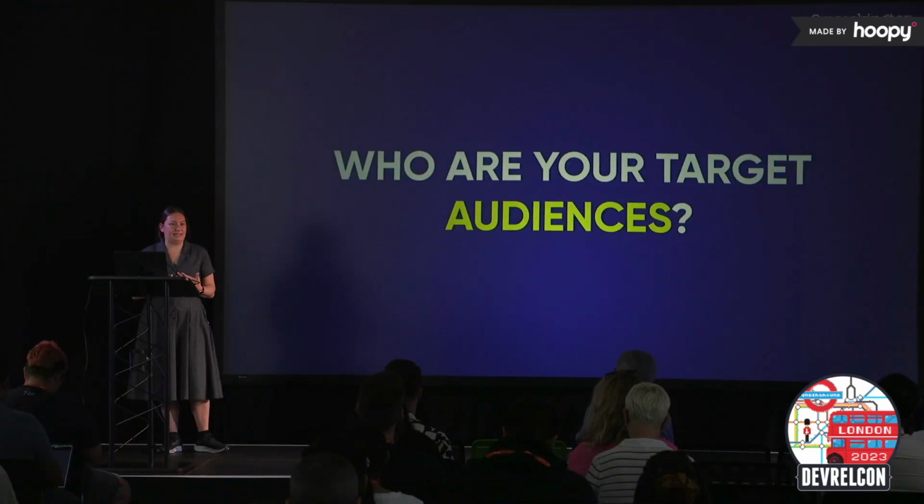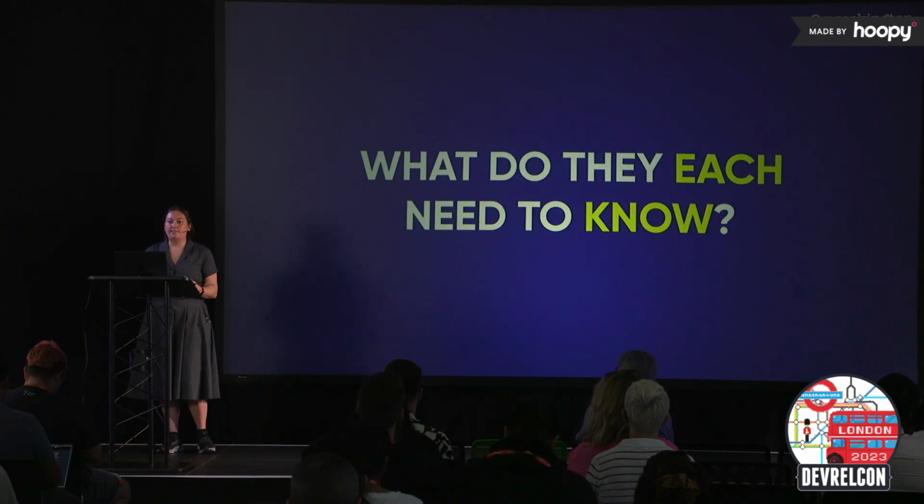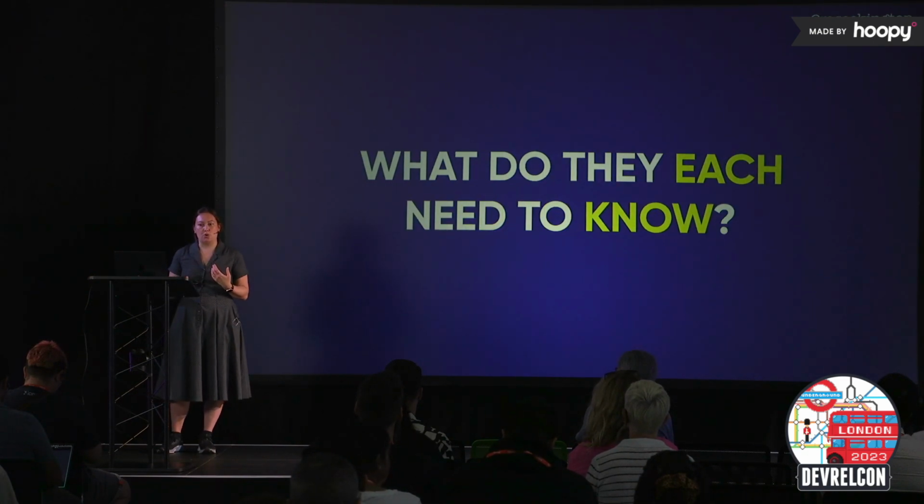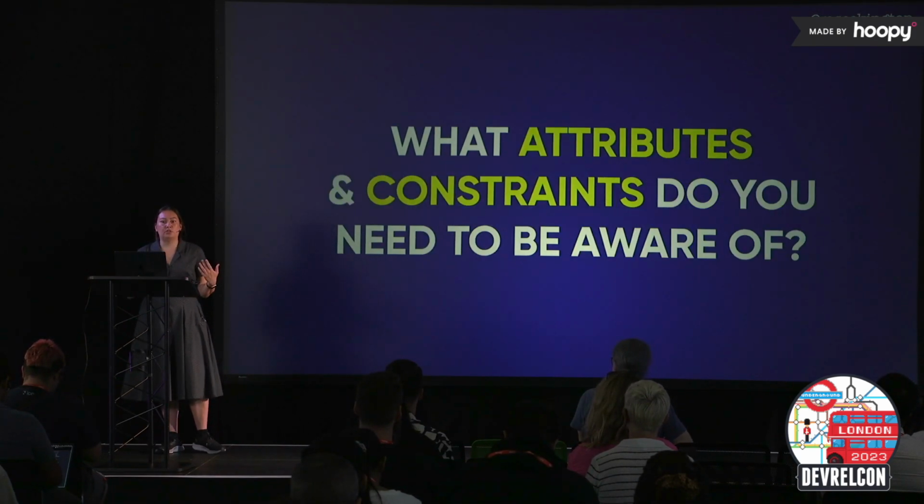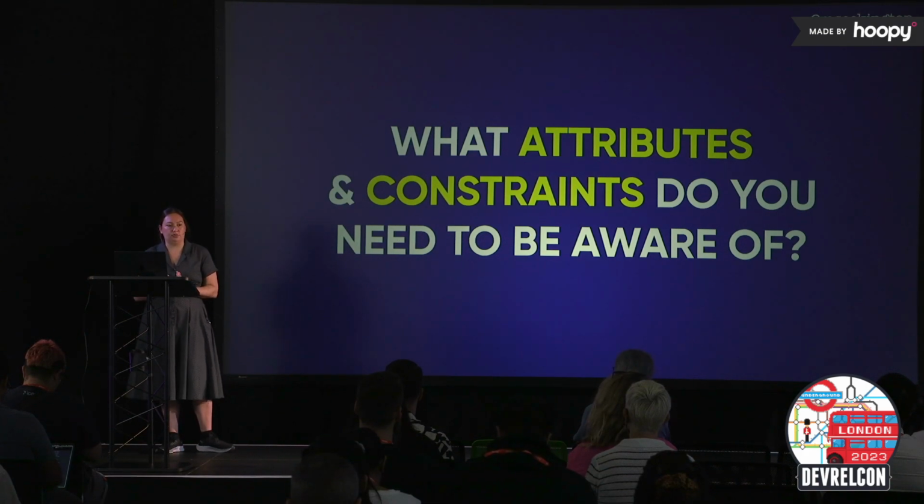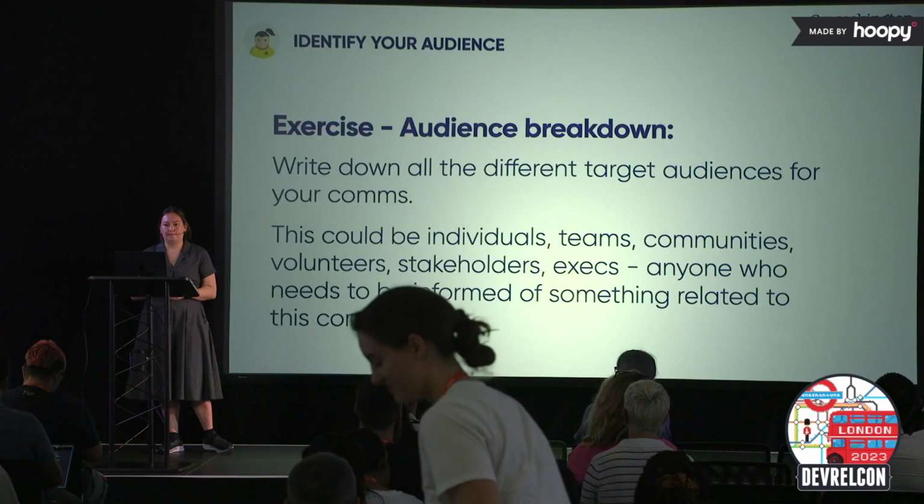So think about the subsets or the slices of groups that you're trying to target. What makes them distinct? And then think about, what do they each need to know? How does that change with each group? What variations are there? Next to that, also think of the attributes and constraints of these groups. What is important to keep into account when designing comms for them?